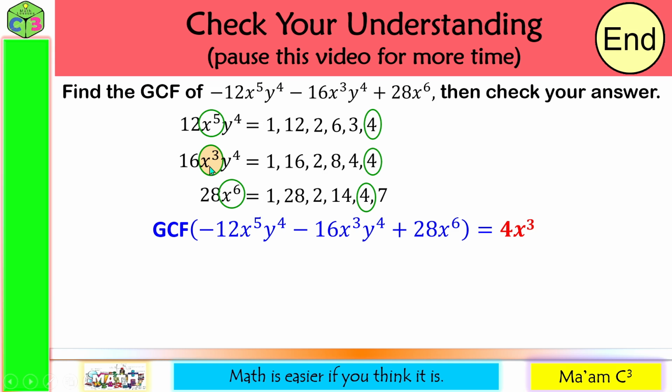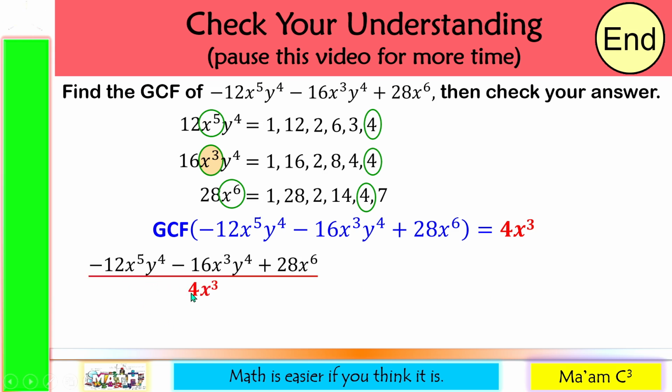Now to check, I'm going to rewrite the given and divide this with our GCF. Let's start with the first term. Negative 12 divided by 4 will give us negative 3. X to the fifth divided by x cubed will give us x squared. And then copy y to the fourth. Let's move with the second term.